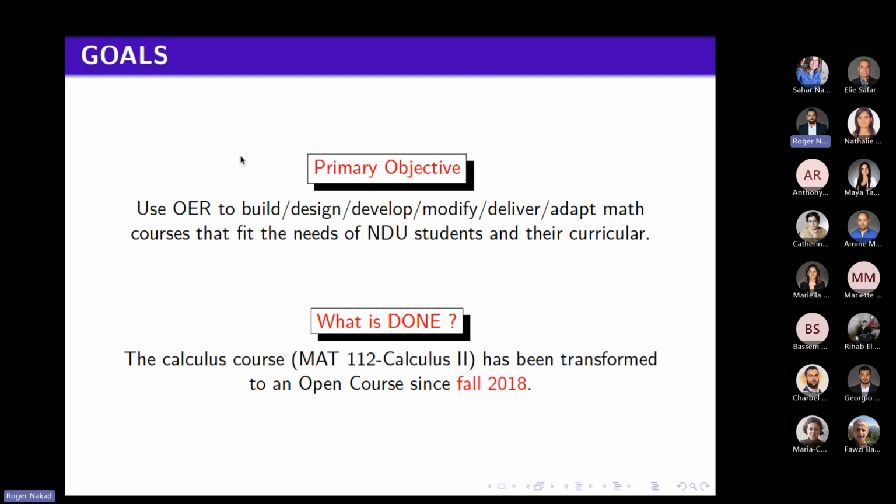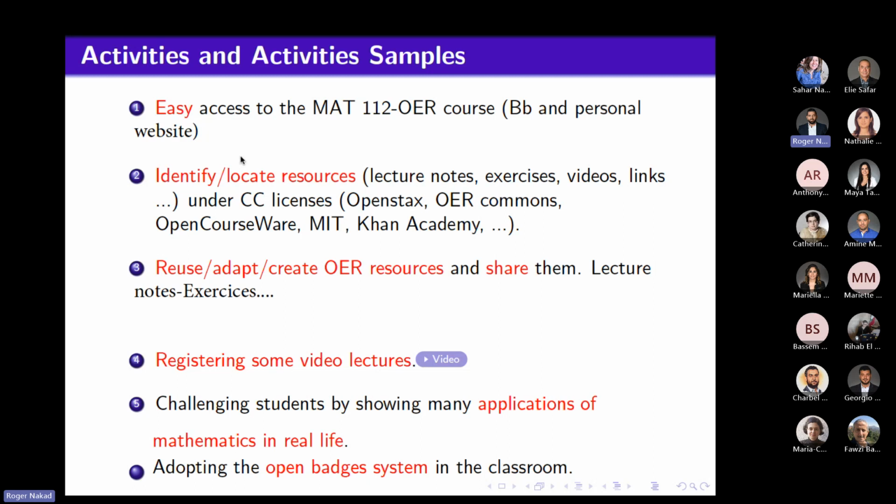So the idea came because we have seen a lot of problems, to develop or use OER to build and to design the Calculus 2 course for our math students. So what has been done since 2018? So we revamped the course in a way to have easy access via Blackboard and personal websites.